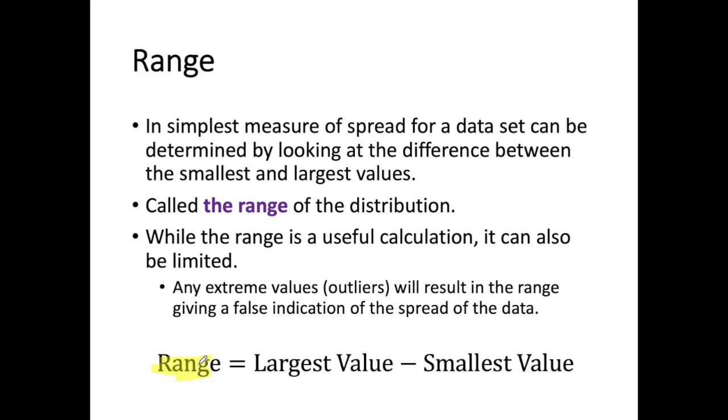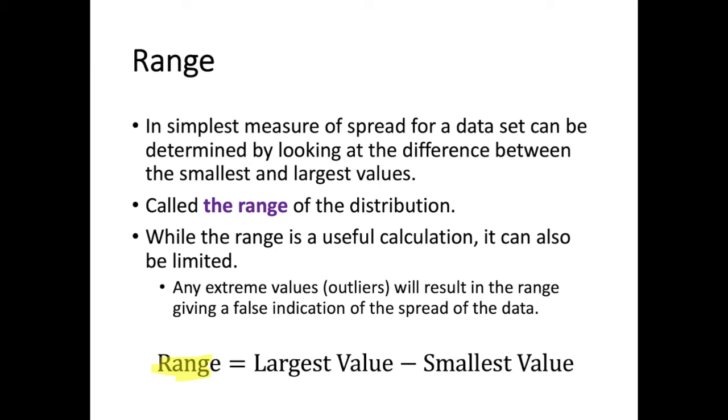Range can be useful, but it can also be limited. For example, if you have extreme values or outliers in your data set, your range may not be reflective of the actual spread. If you've got one really large value, your range is going to be large. But the large range might only be caused by one value, and all the other values are consistent and close together. So it's not always a good reflection of the spread, but it's the measure that we normally start with calculating when we're looking at measures of spread.